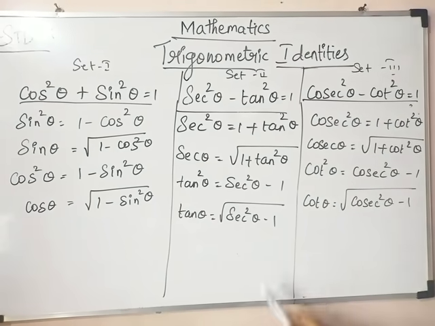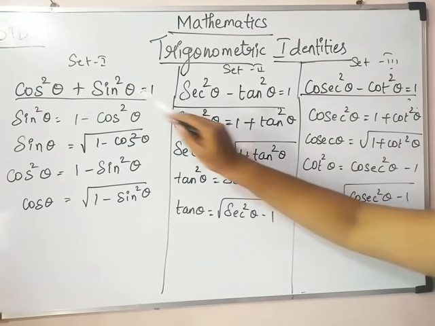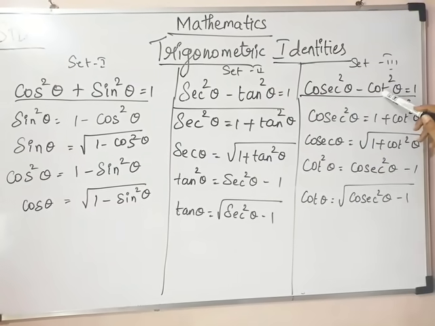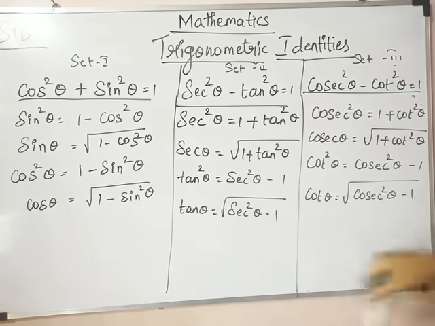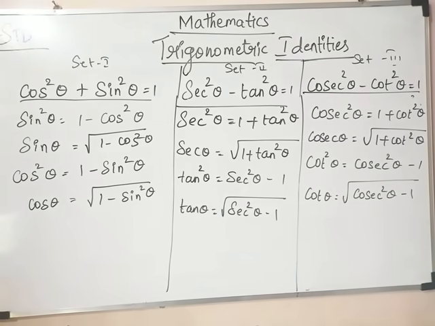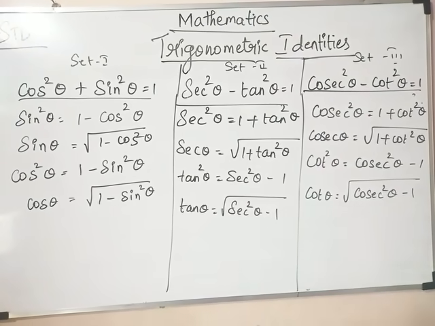So here we have 3 sets of identities. These 3 will be called basic identities and these will be called supplementary identities. By using these identities only we are going to solve exercise 8.4. Just make a note of it, children.